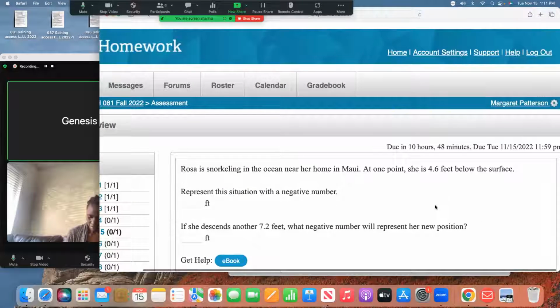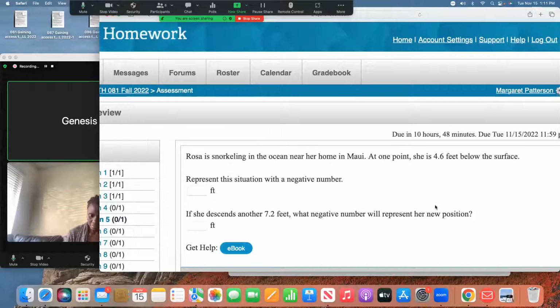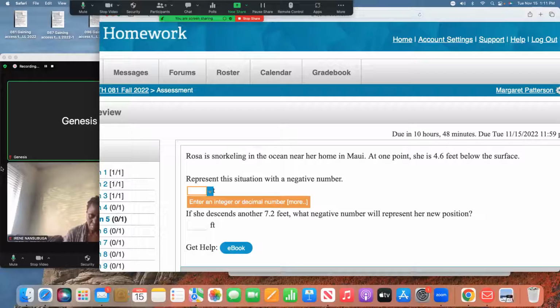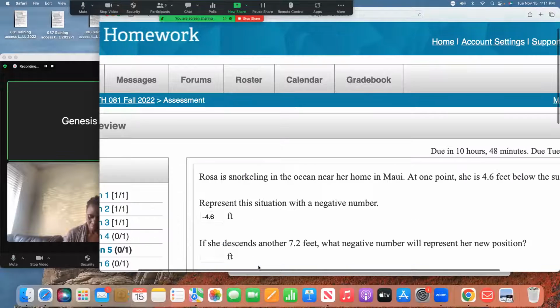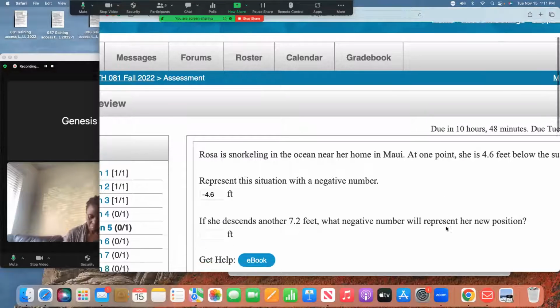Okay, I saw a few problems like this, and so Rosa is snorkeling, so she's in the water, and so it's sort of like below the water level. So we're interpreting that as like a negative number. So she is 4.6 feet below the surface. So represent that. That would have to be negative 4.6. Does that work for everybody? Yes. Yeah, because it's below.